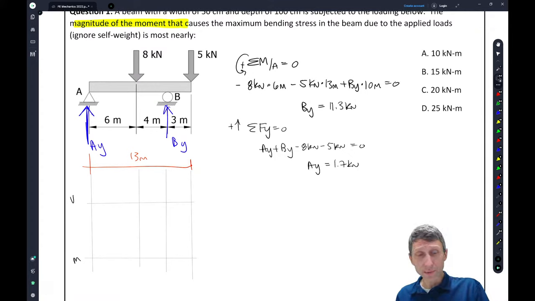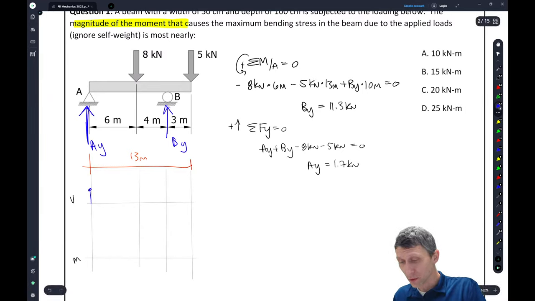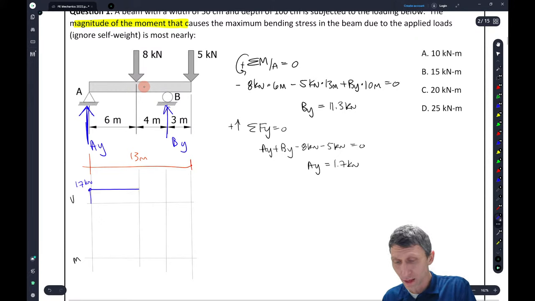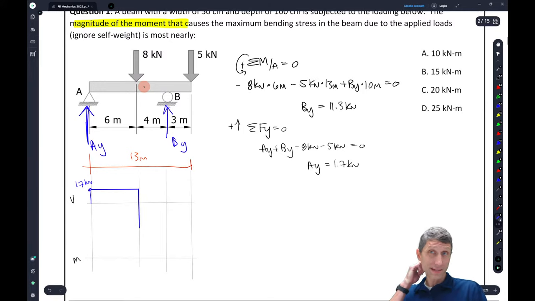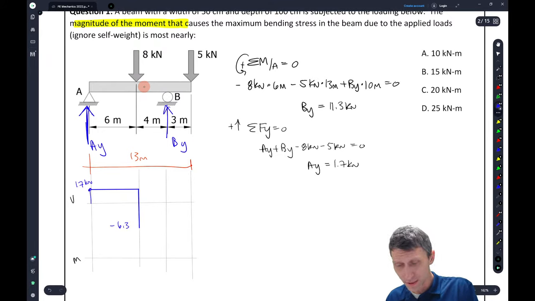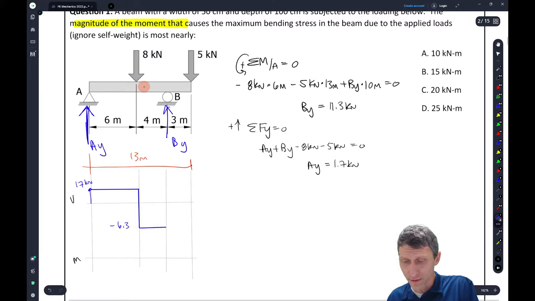When we draw shear and moment diagrams, the easiest way to do it is just to follow the loads. So we come up to 1.7 kilonewtons here, and we have no load in between point A and the 8 kilonewtons. So our shear diagram is just going to come straight over, and then it's going to drop 8 kilonewtons because that 8 kilonewtons is going to bring it down. So 1.7 minus 8 gets us down to -6.3. We're going to come straight over again.